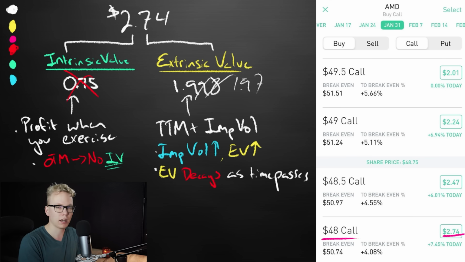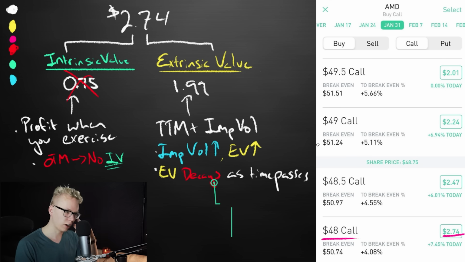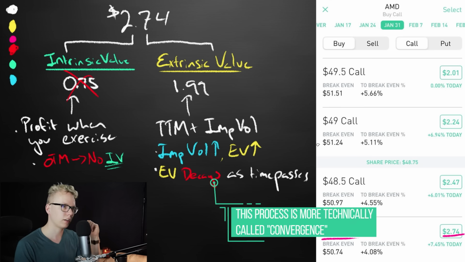This will just keep bleeding off all the way up until the expiration date, at which point you've either got to make it or break it. You're either in the money or you're not. And this process is called time decay. It's also called theta decay, which we'll touch on in a moment. But just know that when you buy options, the stock can trade sideways and you're losing money.